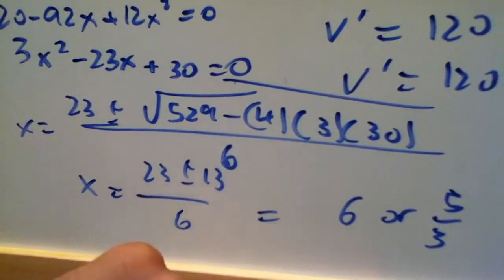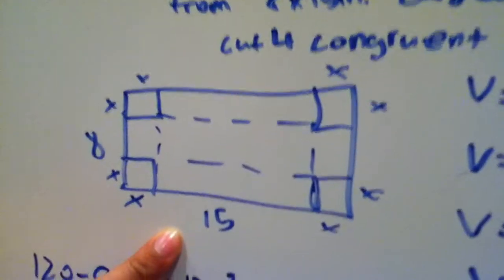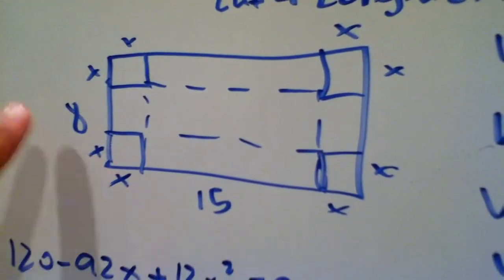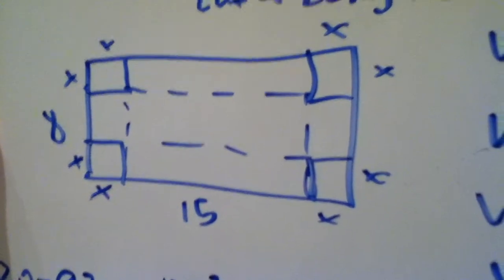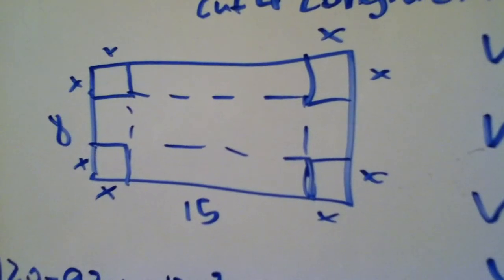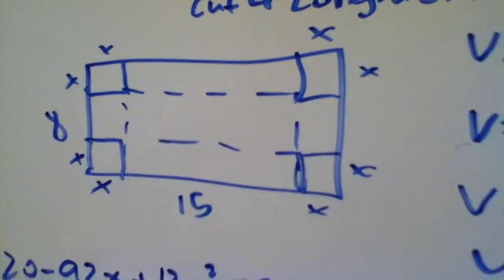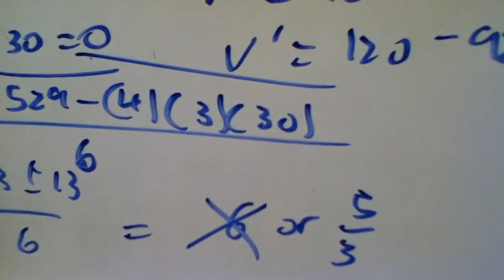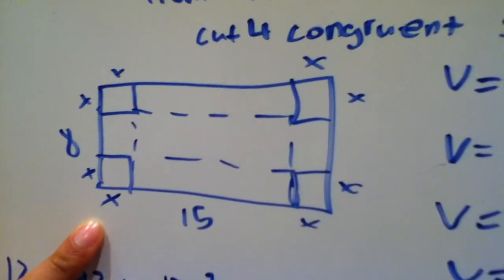So when you take this up here now into this problem, and you put in 6 and 5 over 3, you see which one works. If you have 2 sixes here, that'll be 12, and 8 minus 12 is a negative number. You can't have a negative side. So that clearly eliminates this 6. So you know the x here has to be 5 over 3, right?